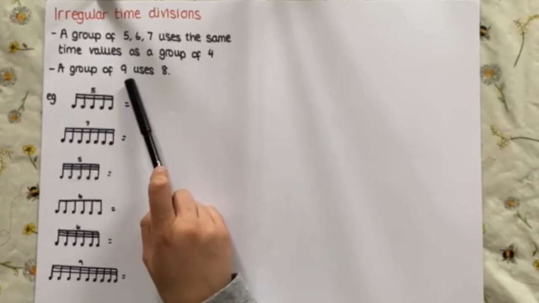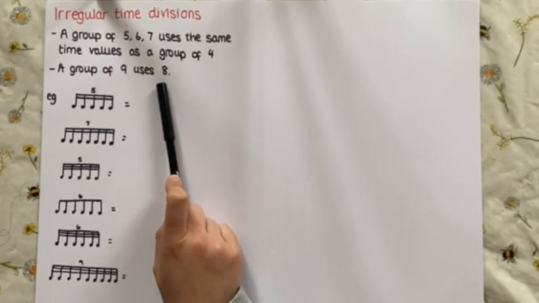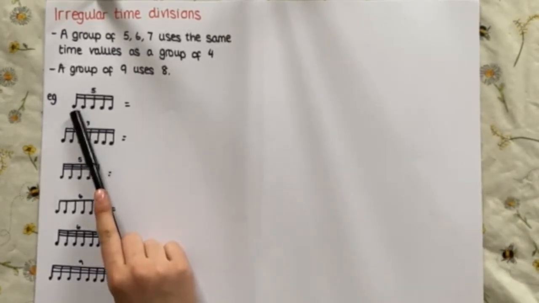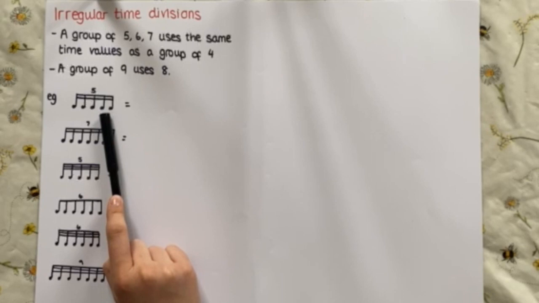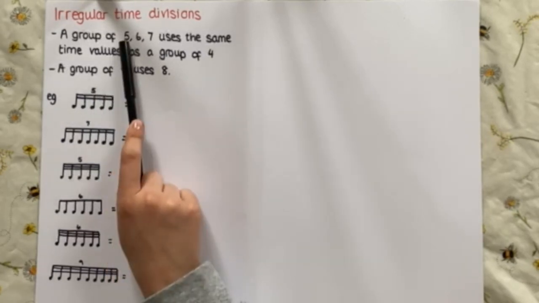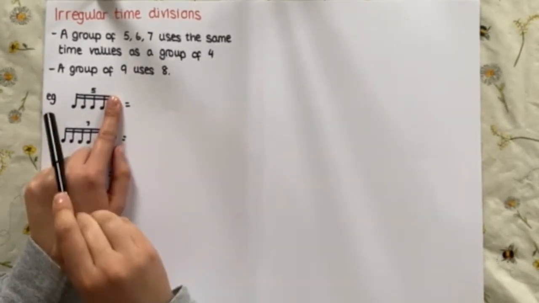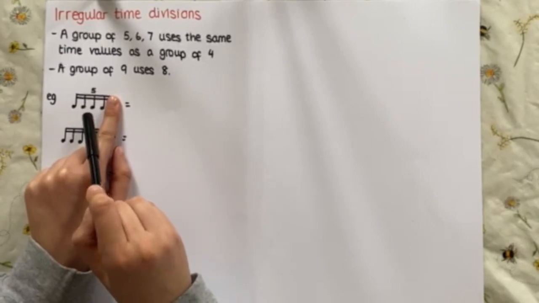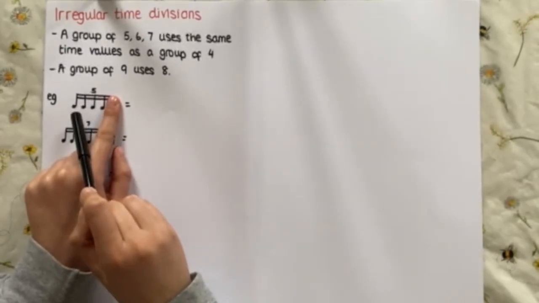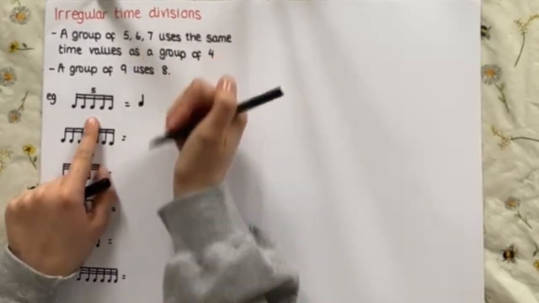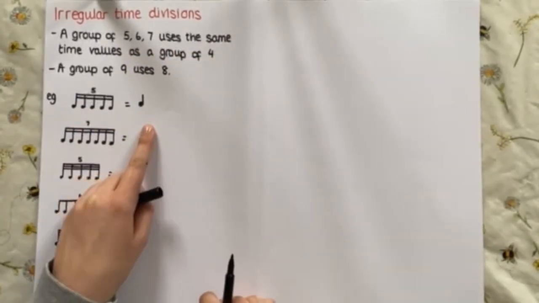And when there's a group of 9, it uses the same as a group of 8. So I'm just going to explain that. Here we've got 5 semiquavers, and we need to figure out what beat that's meant to fit into. As it's 5, it uses the same as a group of 4. So if we chop off 1, we've got 4 semiquavers, and 4 semiquavers are usually in a crotchet. So that means that this needs to be played in the same time as 1 crotchet.